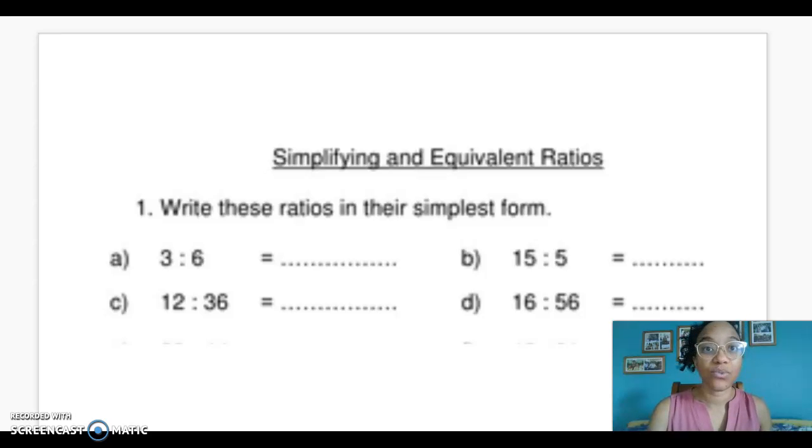We can do the same process with 5 and 15 because I notice 15 is on the 5 times table, so I know how I can divide there.